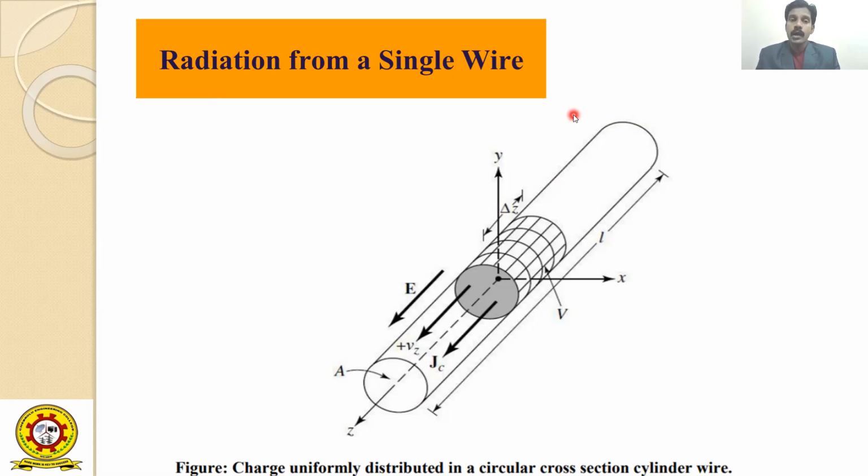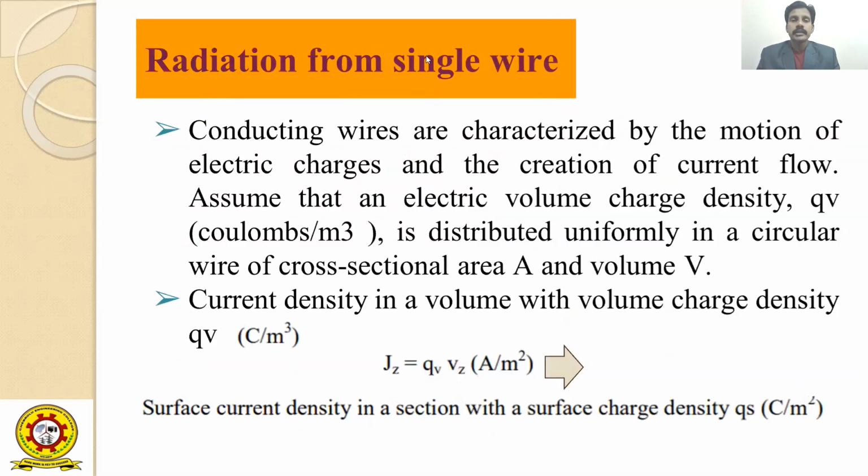Why? Because to construct an antenna, an ordinary copper conductor wire is able to catch radio waves when you hang your wire in free space. With that knowledge, we identify the radiation from a single wire. This is the fundamental idea about radiation, where wires are characterized by motion of electrical charges, therefore creating current flow.